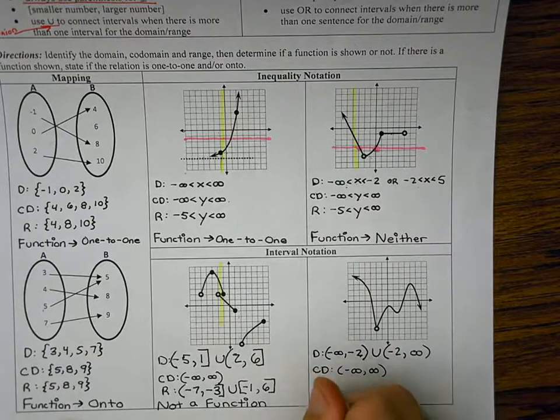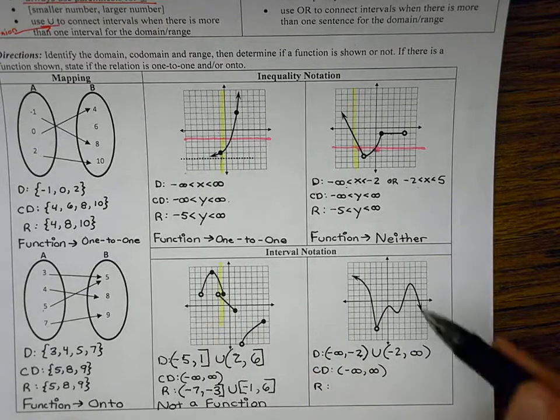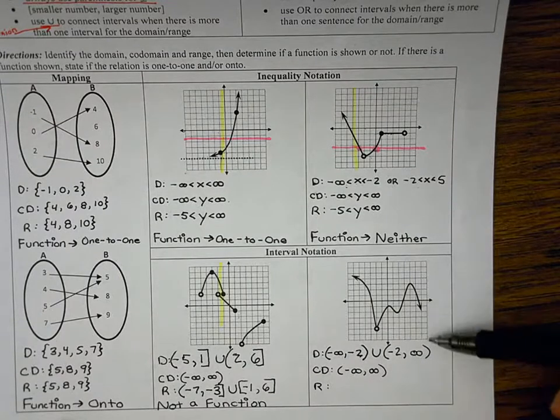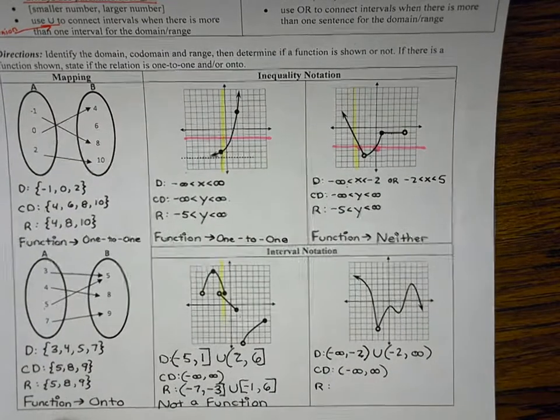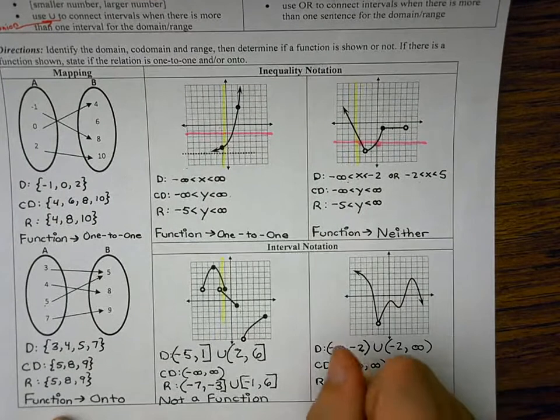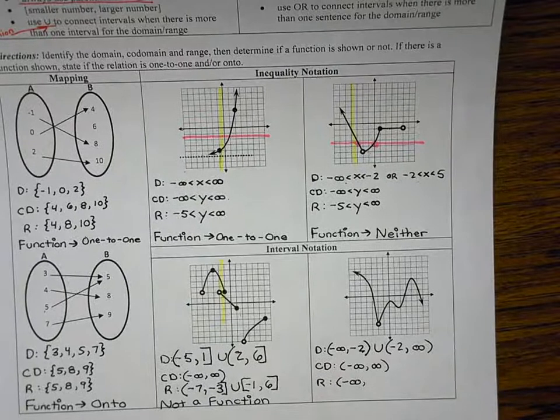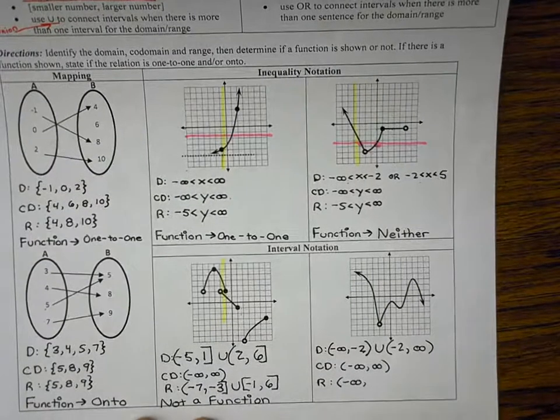Range. Okay, my range. Furthest down I go, well, there's an arrow. It's pointing me downwards, meaning this graph's going to keep going. The lowest y that I hit, well, I can't actually hit it, but is negative infinity, right? Remember, never actually a point, so always a parenthesis, never an equal. And then working my way up.